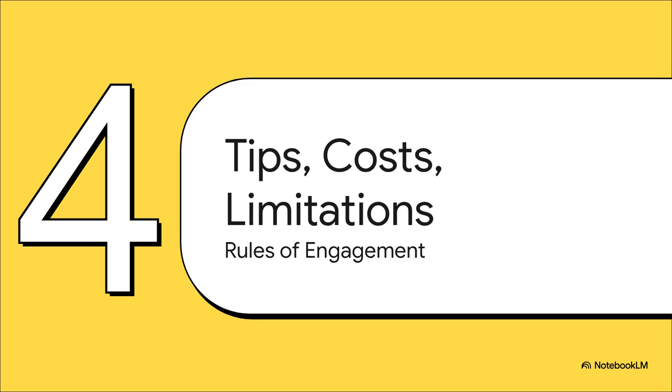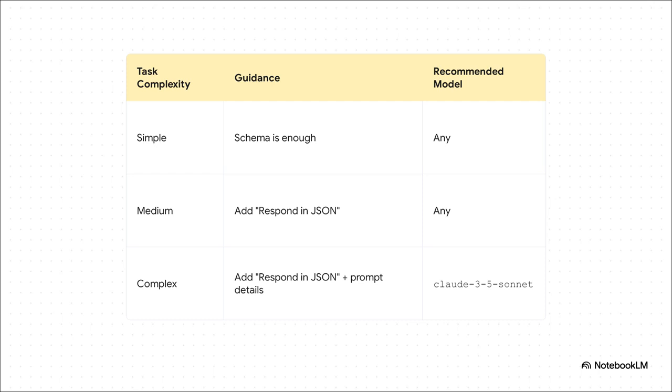Okay, so this feature is obviously incredibly powerful, but to really use it well, it helps to know the rules of engagement. You know, how to optimize it, what it costs, and what its current limitations are. For really simple tasks, just providing the schema is usually enough. But as you get into more complex jobs, you can get better, more consistent results by giving the model a little nudge. Just add respond in JSON to your prompt. And for the really tricky reasoning tasks, you'll also want to make sure you're using the most powerful models available, like Claude 3.5 Sonnet, Mistral Large.